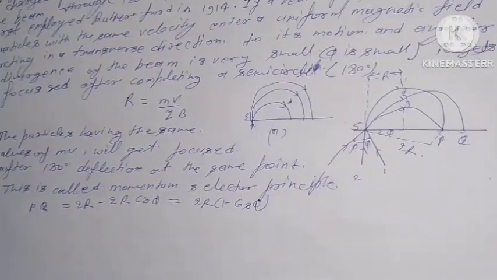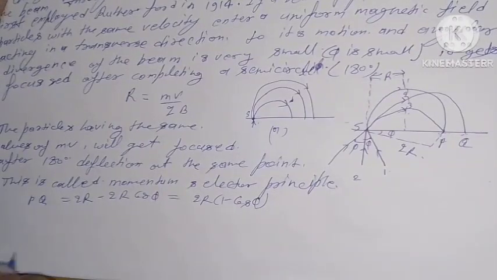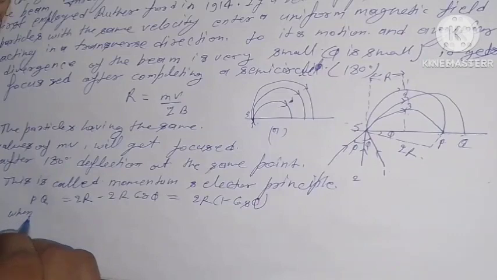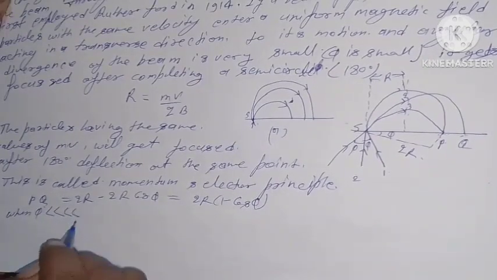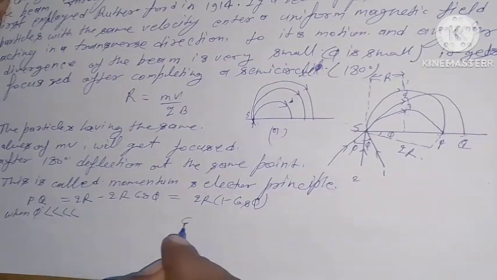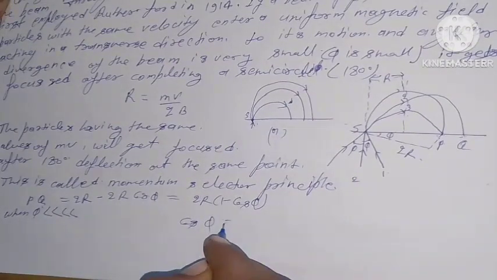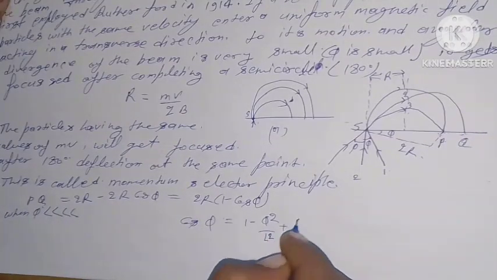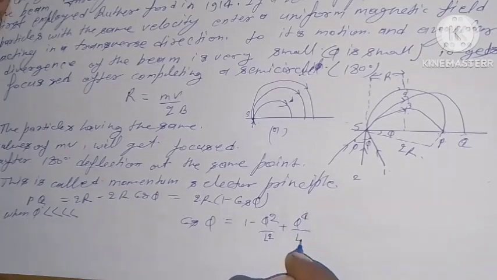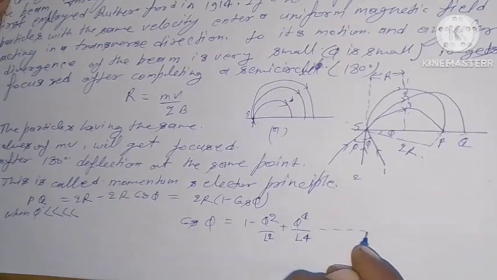1 minus cos phi. When phi is very small, then cos phi equals 1 minus phi square upon factorial 2 plus phi to the power 4 by factorial 4 and so on.